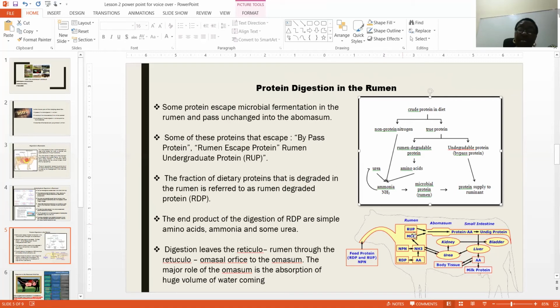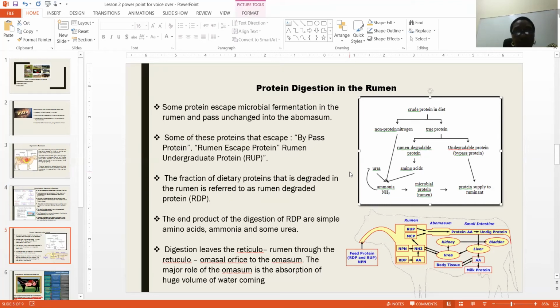Let me go back a little. There is this diagram here that you can look at and study more carefully. It's another presentation of this same process I have described here. Some proteins escape microbial fermentation in the rumen and pass unchanged into the abomasum. These are the things I want you to take home from the protein digestion in the rumen. And some of these proteins that escape are referred to as bypass proteins, rumen escape protein, rumen undegraded protein. These are various names, but they all refer to proteins that are not degraded in the rumen.